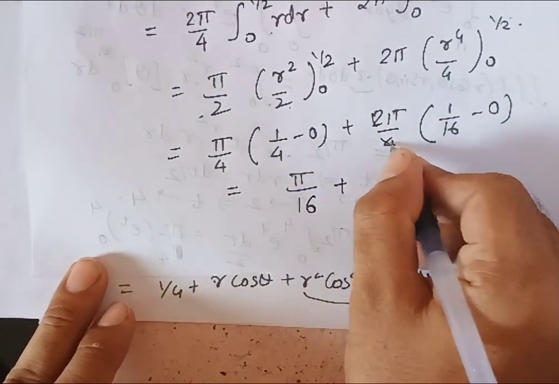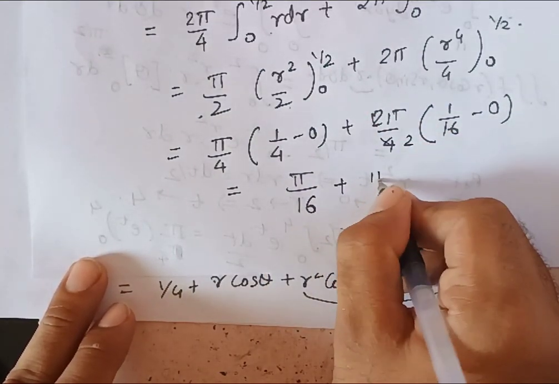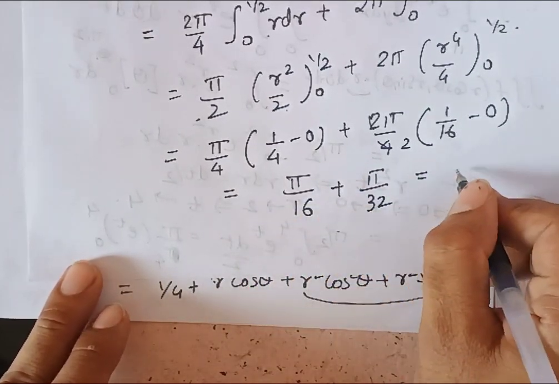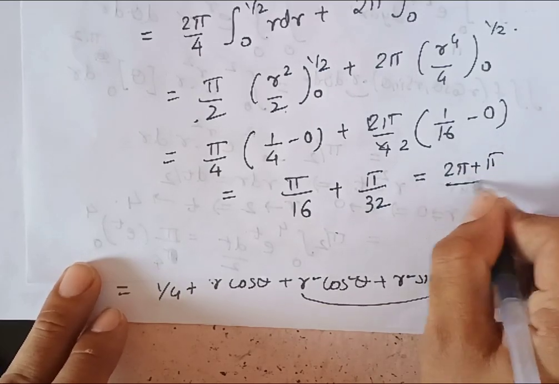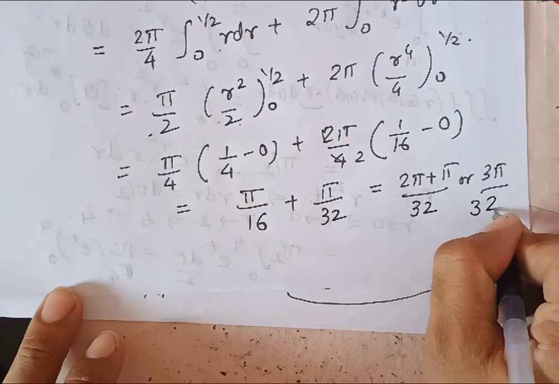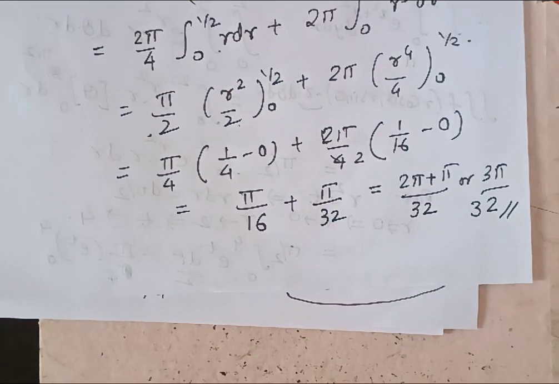So finally we are left with pi by 16 plus pi by 32. Finally I just have to take the LCM, so 2 pi plus pi by 32, or 3 pi by 32, is the answer in this case. Okay, thank you.